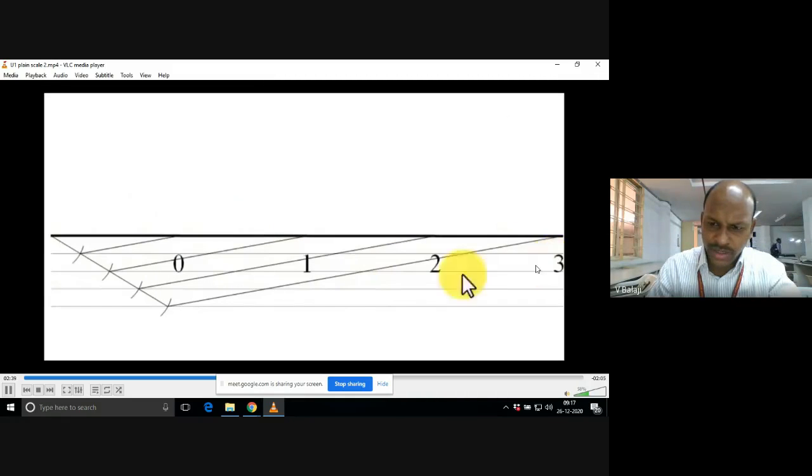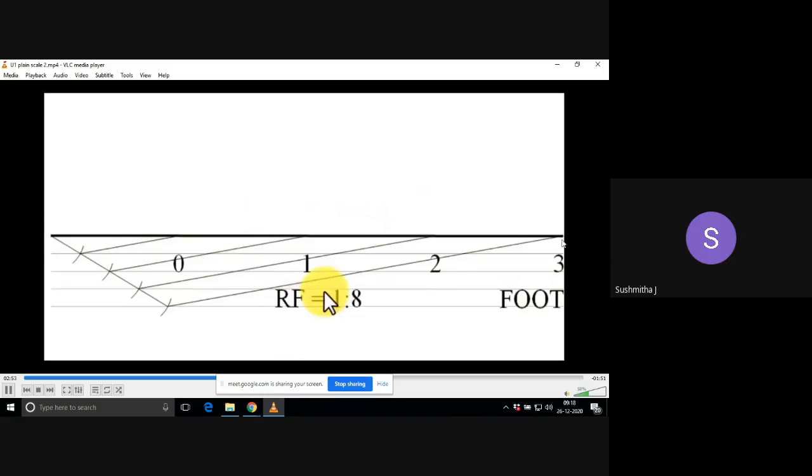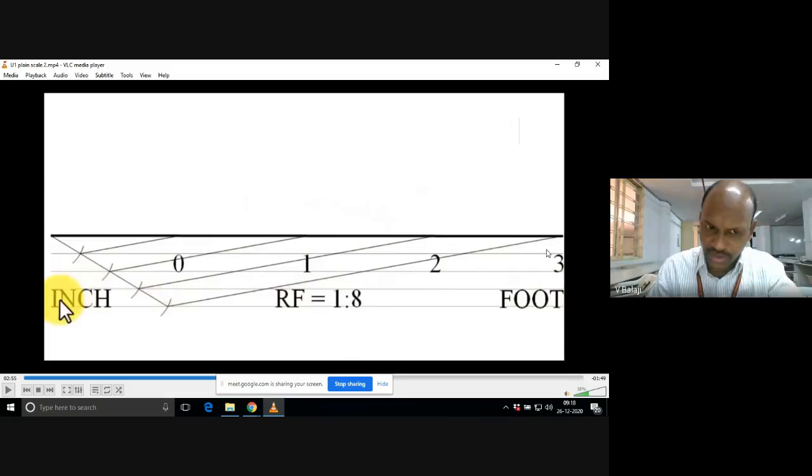Now what does it mean? To the right hand side of my 0, how many feet am I having? To the right hand side of 0, how many feet are there? 3 feet. To the left hand side of 0, mark 1 foot. In this way we need to put the numbering system: 0 feet, 1 foot, 2 feet, 3 feet.